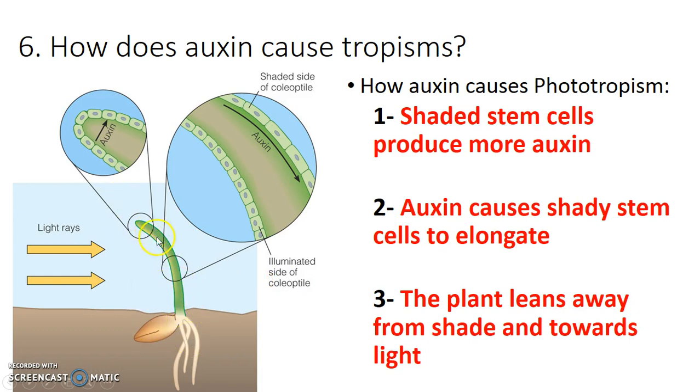When a stem of a plant leans towards the light, the reason it's doing that is because shaded stem cells produce auxin. And auxin causes shaded stem cells to elongate. Those shady cells grow longer than the lit cells. And the effect of one side, the shady side of a plant, growing longer than the other is the plant bends away from dark, or what we call towards light. In the stem, auxin causes phototropism because shady cells produce more auxin, causing the plant to bend away from the shade because the auxin causes those cells to elongate towards the light.